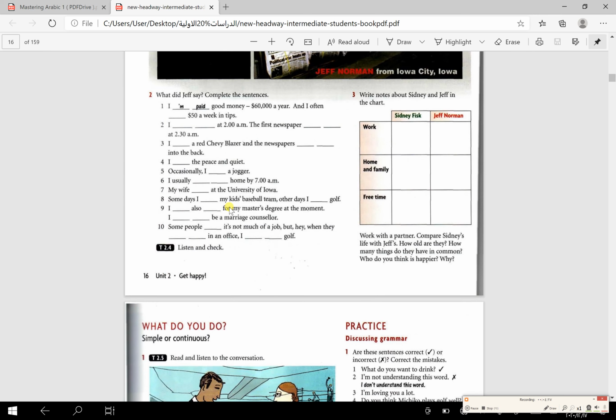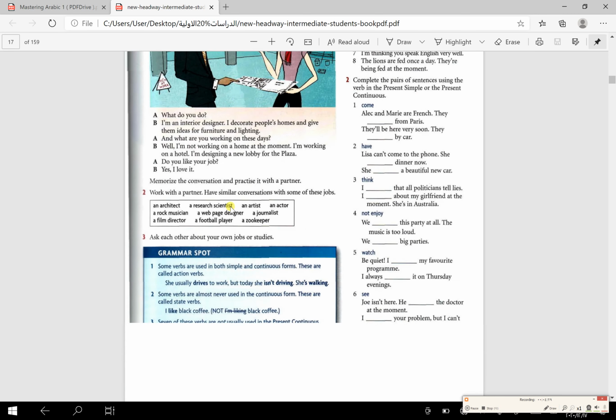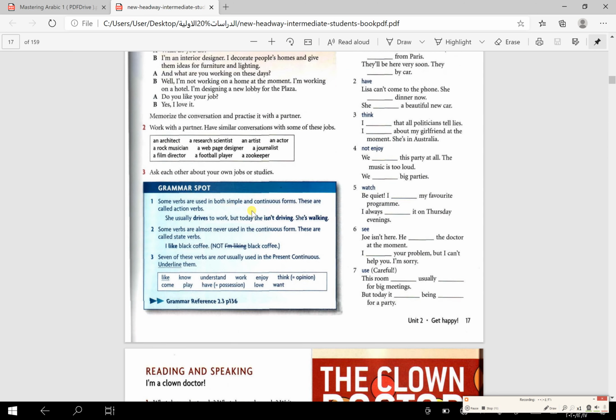And here, if you look at the grammar spot, also on page 17, you find that we can sometimes use the present continuous. The present continuous is not really common to use, unless we are talking about an event that is happening recently, right now, at the moment of speaking, today. So these are words that help us to use the present continuous.